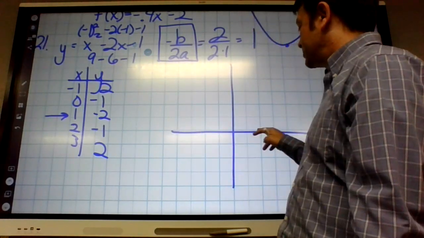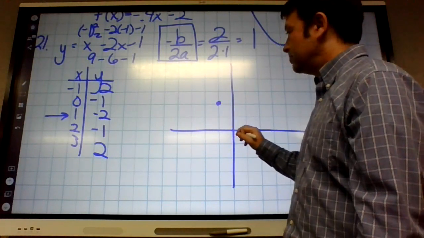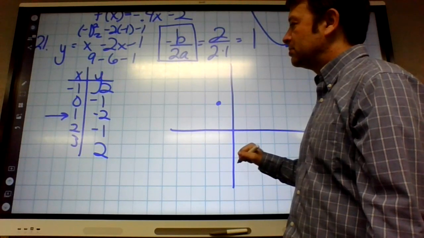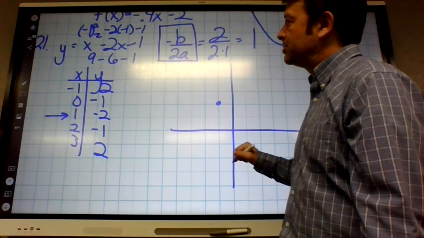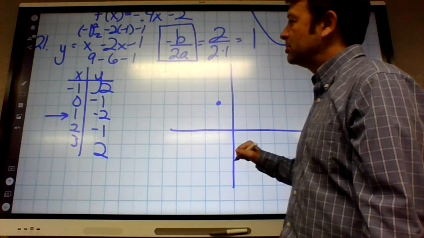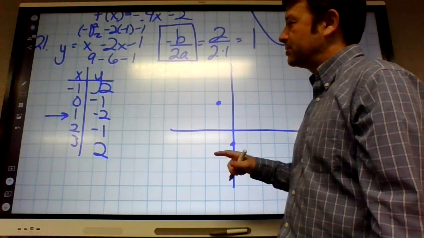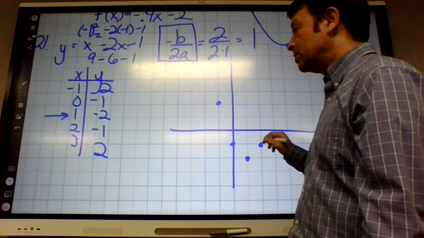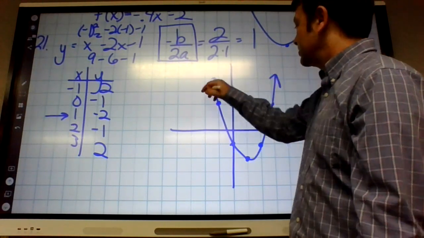Okay, and then just graph those points and that's it. -1, 2, 0, -1. Wait, that doesn't look right. One plus 2 minus 1 is 2. 0, -1. What did I do wrong there? Oh no, that's right. My bad. 1, -2, 2, -1, 3, 2. Okay, yeah, it makes a nice little parabola there.